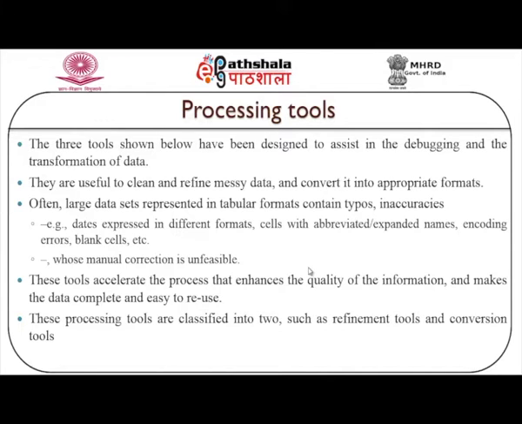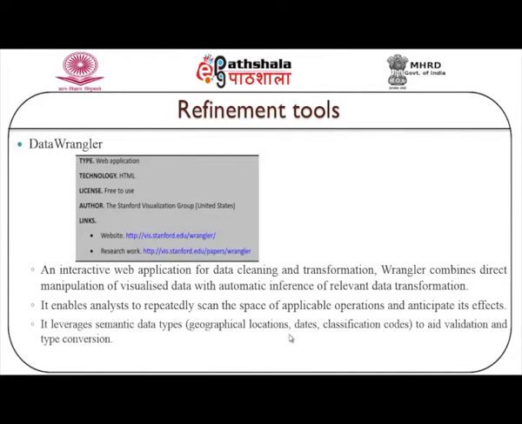cells with abbreviated or expanded names, encoding errors, blank cells, etc., whose manual correction is quite infeasible. These tools accelerate the processing that enhances the quality of information and makes the data complete and easy to reuse. These processing tools are classified into two, such as refinement tools and conversion tools.